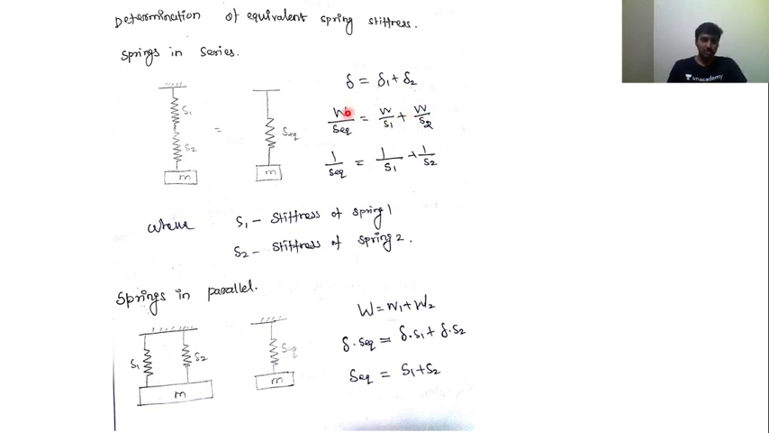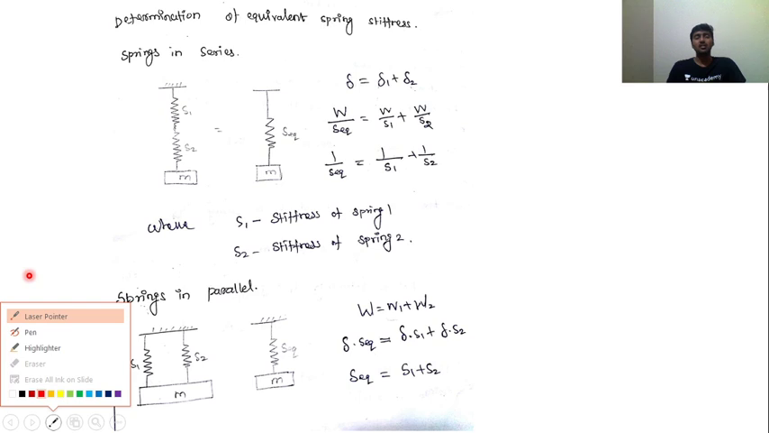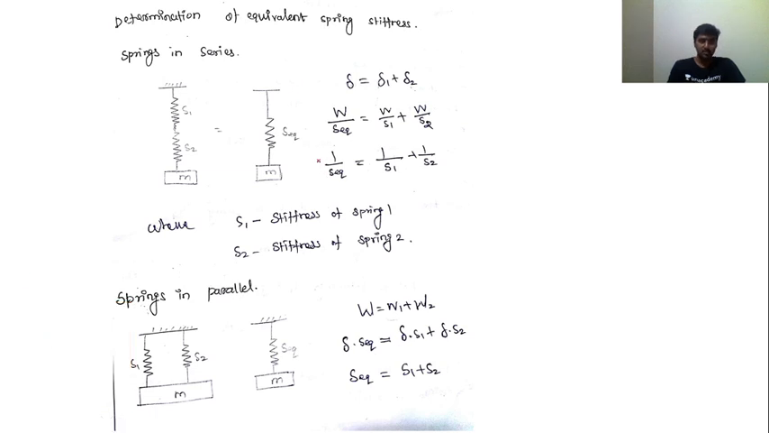Now take this W commonly from the equation, then W on the LHS and RHS cancel. The remaining thing is 1 divided by S equivalent is equal to 1 divided by S1 plus 1 divided by S2. In most competitive question papers, stiffness is denoted by the notation K. Here I have chosen the notation S for the stiffness. The equivalent spring stiffness for the system is given by this equation.